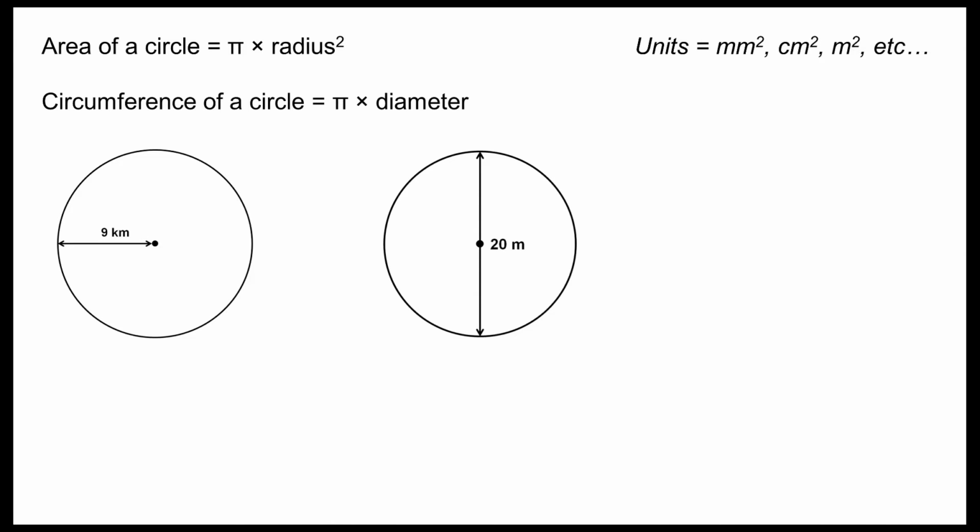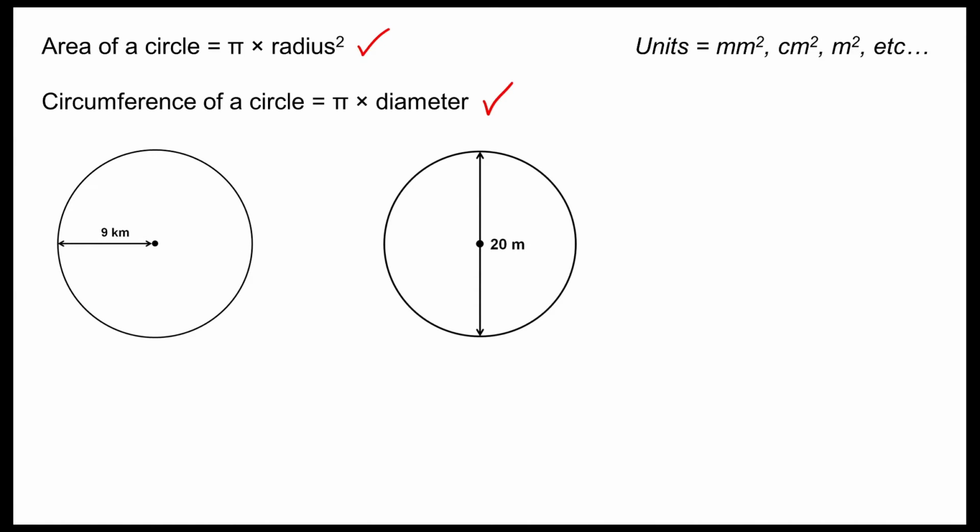So let's remind ourselves of the two formulae that you need to know. First of all, if I want to work out the area of a circle, I need to do pi times the radius squared. Secondly, if I want the circumference, that is like the perimeter of the circle, I need to do pi times diameter. That means at the start of each question I need to work out whether I'm given the radius or diameter and then find the other one.